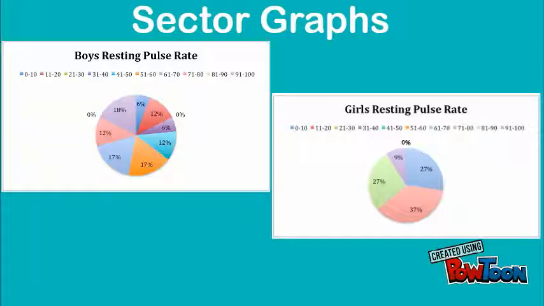These are two sector graphs, one for girls and one for boys. These sector graphs show the percentage of students who fell into a particular resting pulse rate.